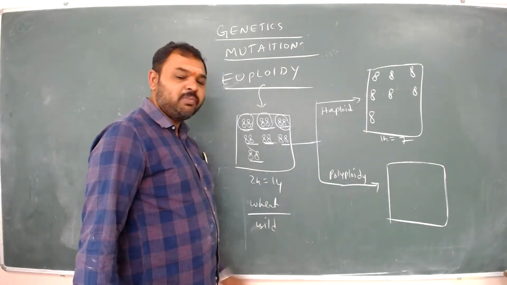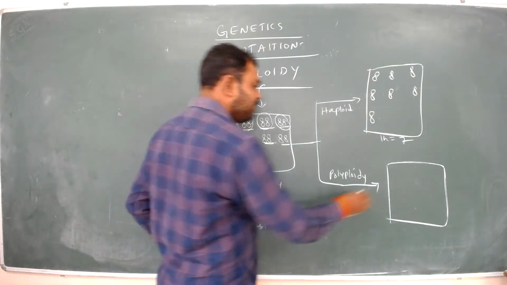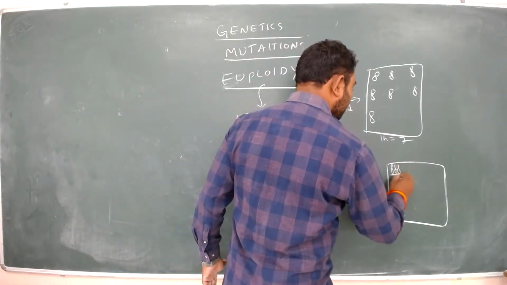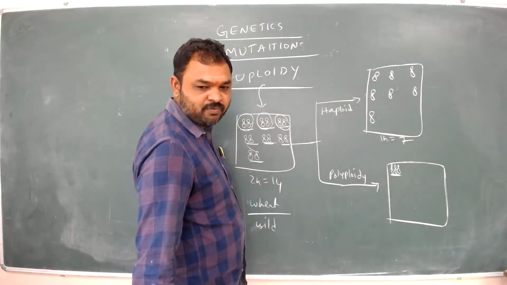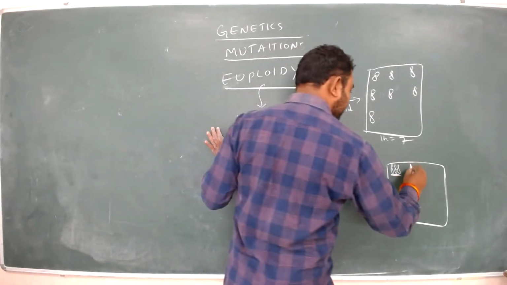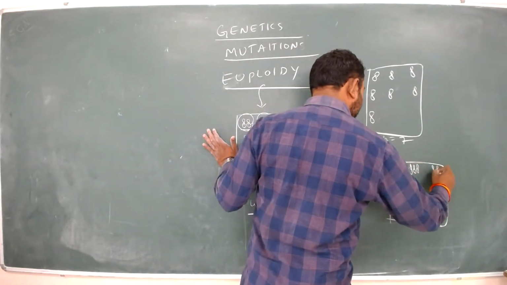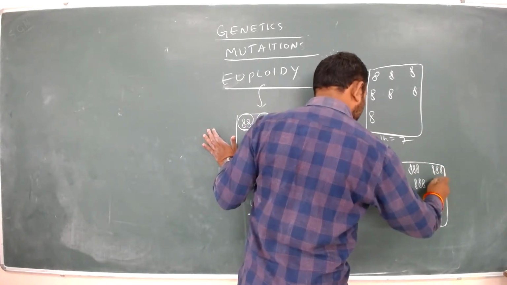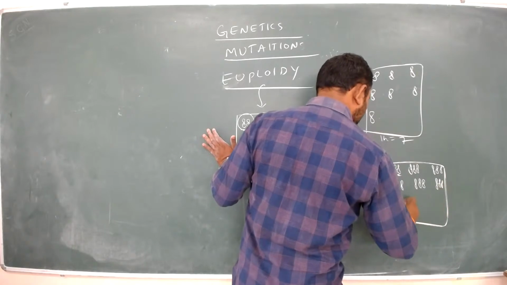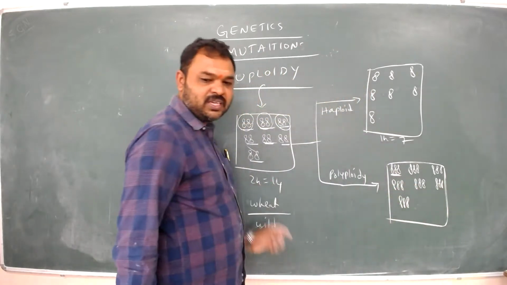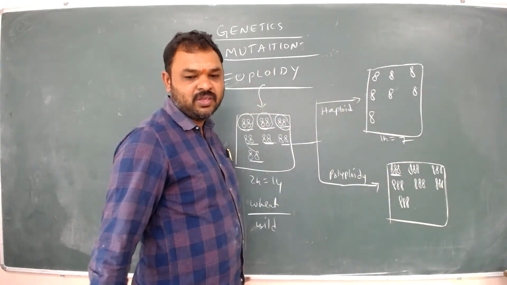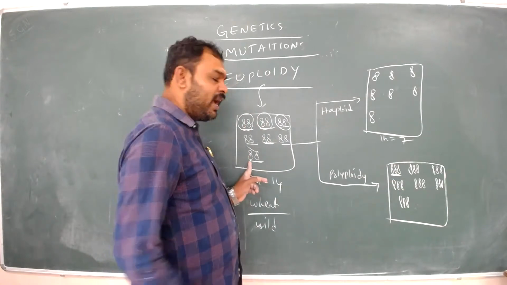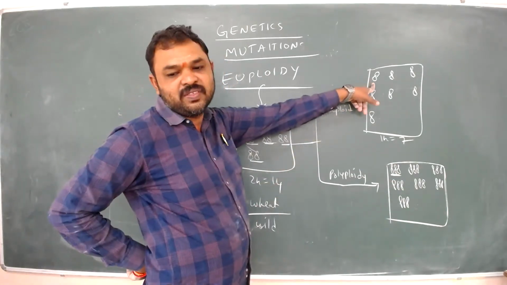Here you see polyploids. Each set is added with a chromosome, so here it is 3. First set, one chromosome added; second set, one chromosome; third set, fourth set, fifth set, sixth set, seventh set, one chromosome each. Each set is added by one chromosome. Originally, with one chromosome in each set, it is haploid.